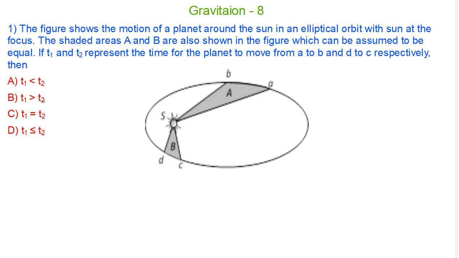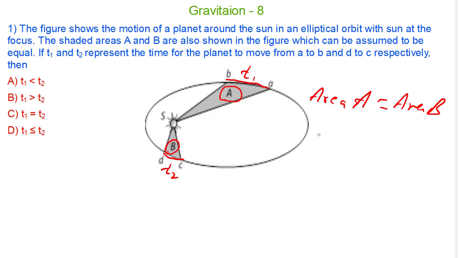T1 is less than T2, greater than, equal to, or less than or equal to. So what we are given is this ellipse, the path of motion of the planet around the sun, and here we are given two shaded areas. First is this area A, and then area B, and it is given that area A equals area B. What we have to find is the amount of time taken by the planet to move through this path, if this is T1 and this is T2, so what about the time?